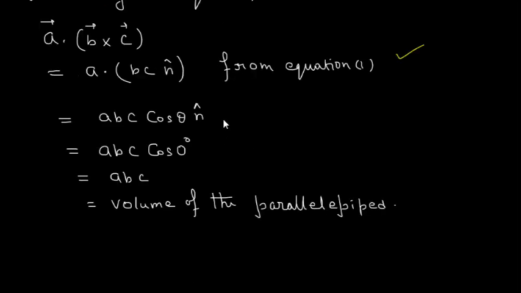So upon solving we get ABC cos theta unit vector n. Similarly here we get ABC cos 0 degree, which is equal to ABC, the volume of the parallelepiped.